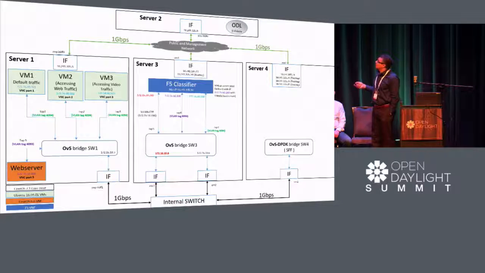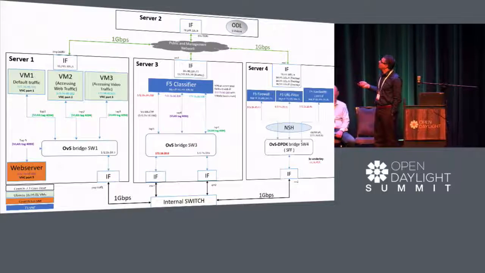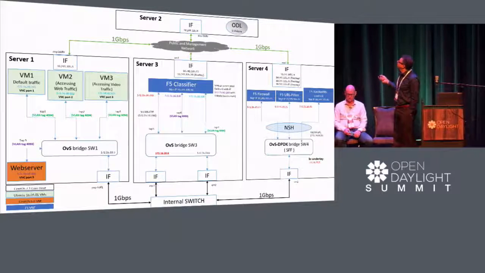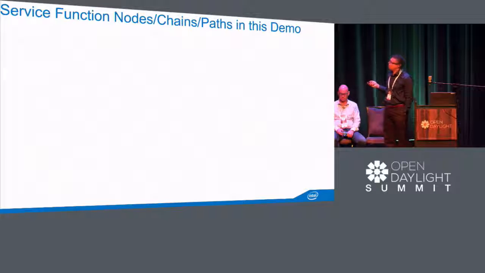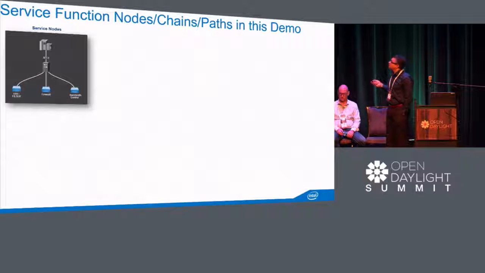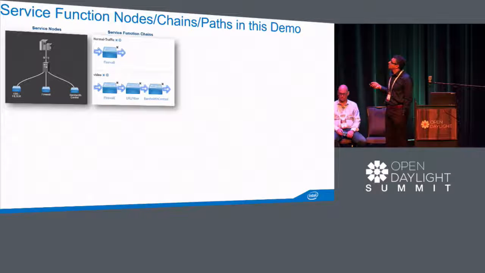We have the classifier on server 3, and we have the 3 NSH-enabled VNFs from F5 on server 4. So let's discuss quickly the service function forwarder, the chains, and the paths that we have here. We have a service function forwarder node in ODL defined as such. It has these 3 components connected to it.